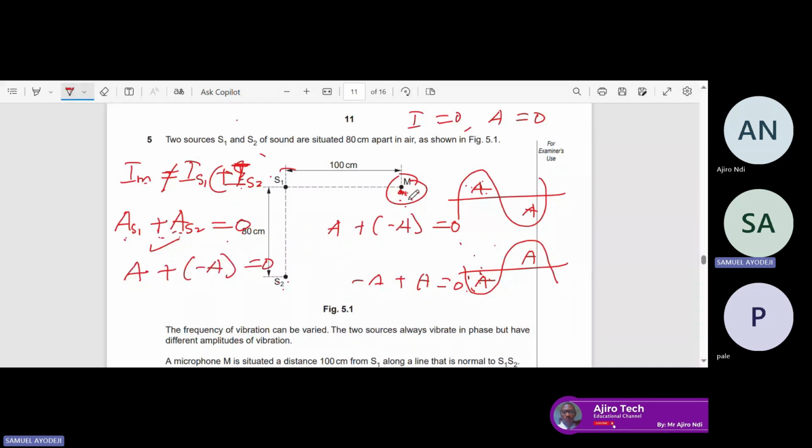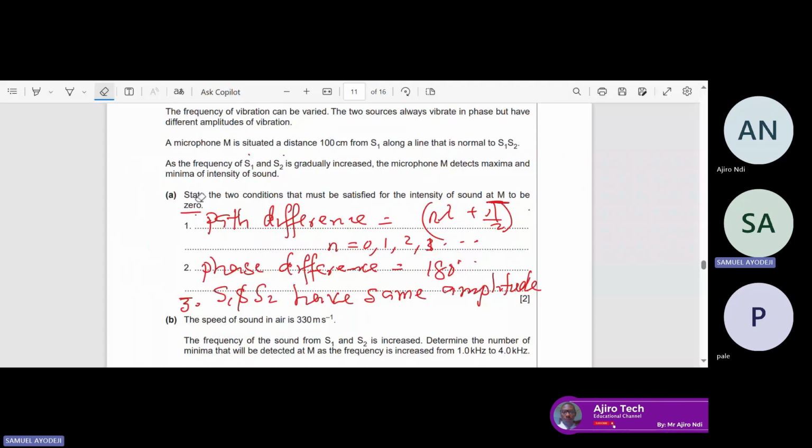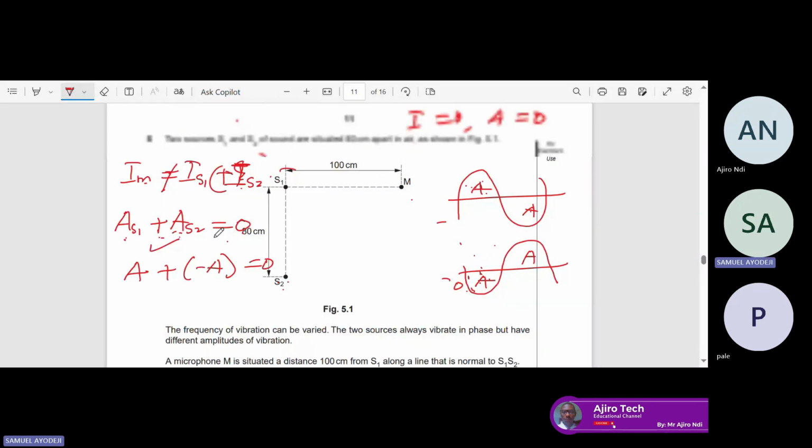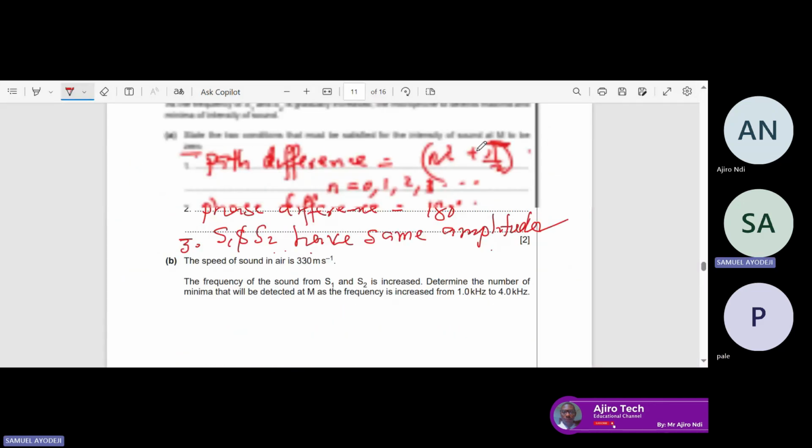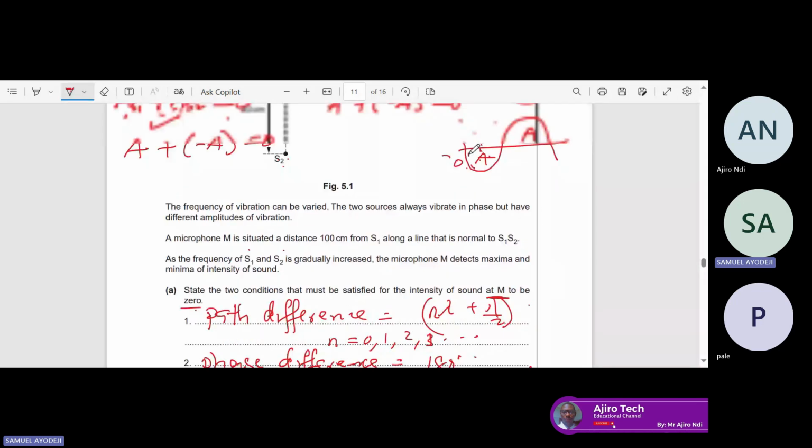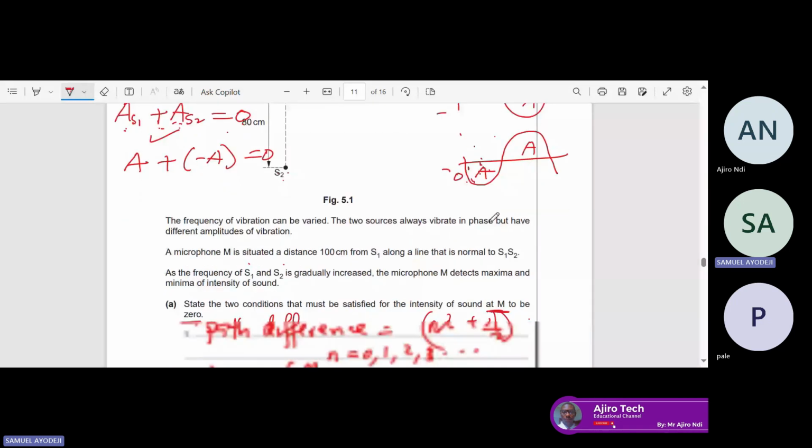That means if intensity is 0 at M, it means amplitude at M is also 0. So what are you going to write? If you come back here now, it means the amplitude of this and this have the same amplitude, which is correct. Is that understood from what I explained, for the amplitude to be 0, they must be equal? Yes, sir. Okay, fine. So this point is gone. Now you come back. When you have amplitude to be 0, they are equal and opposite. That means we call it destructive interference.